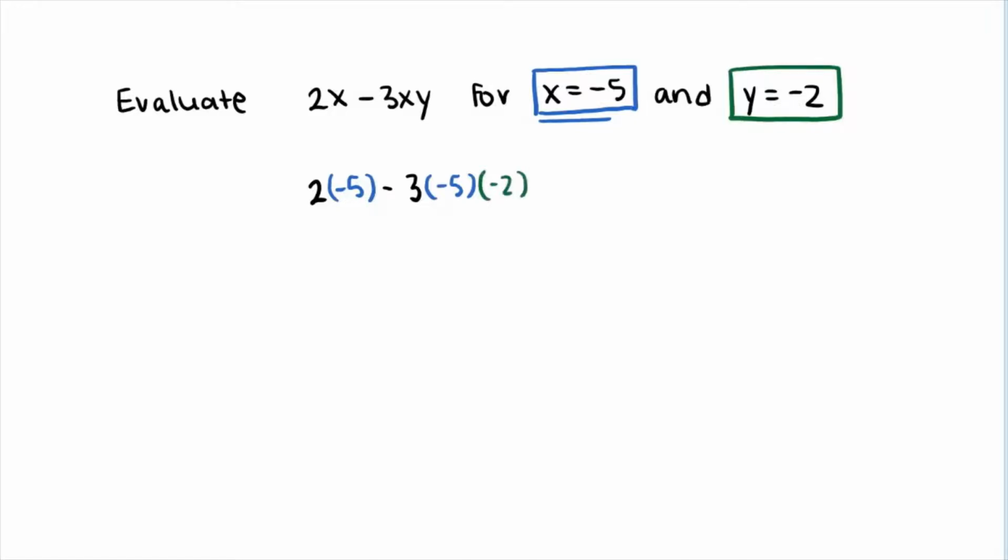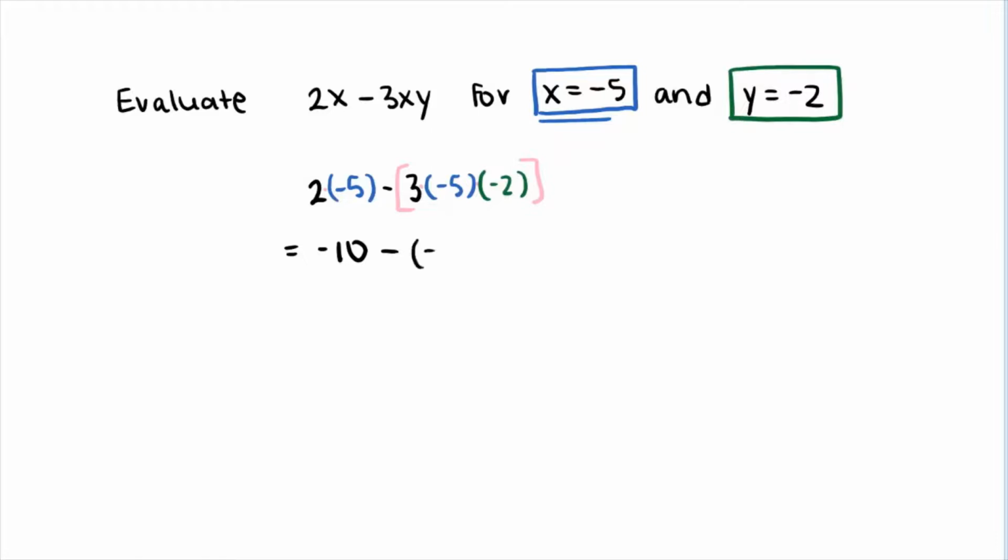And the fact that I don't have any operations between these different values, 3, negative 5, and negative 2, is telling us that they're being multiplied together. Okay, so here, we want to perform order of operations. We want to perform the multiplication before the subtraction. And so this gives us 2 times negative 5 is negative 10. Then we still have that minus sign, and then I'm just going to look at this part here, boxed in pink. So 3 times negative 5 gives us negative 15.